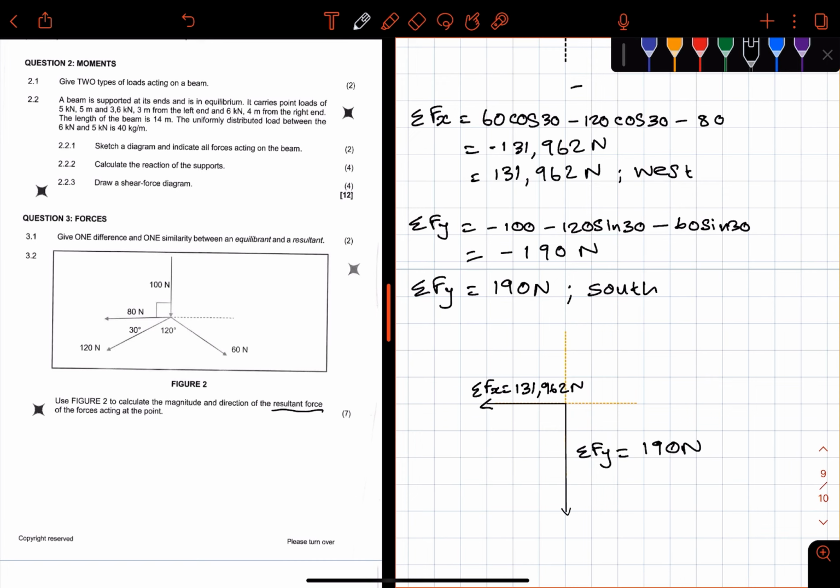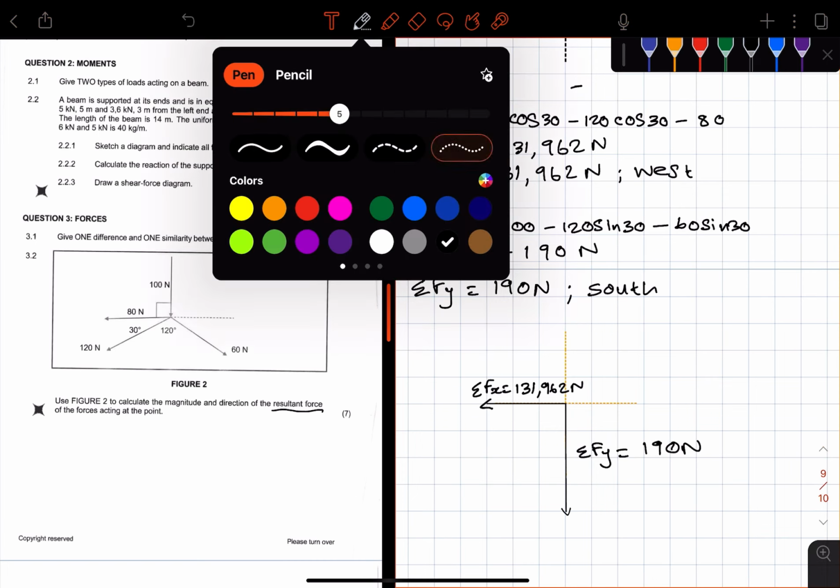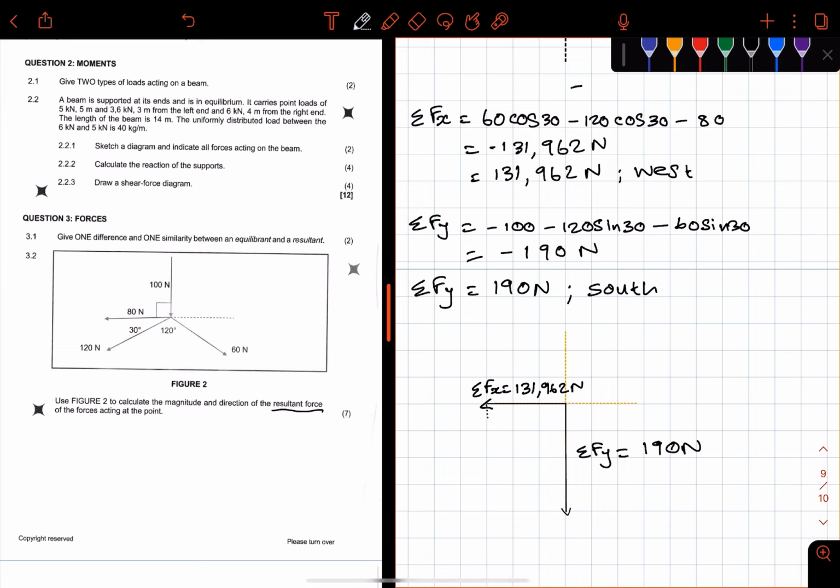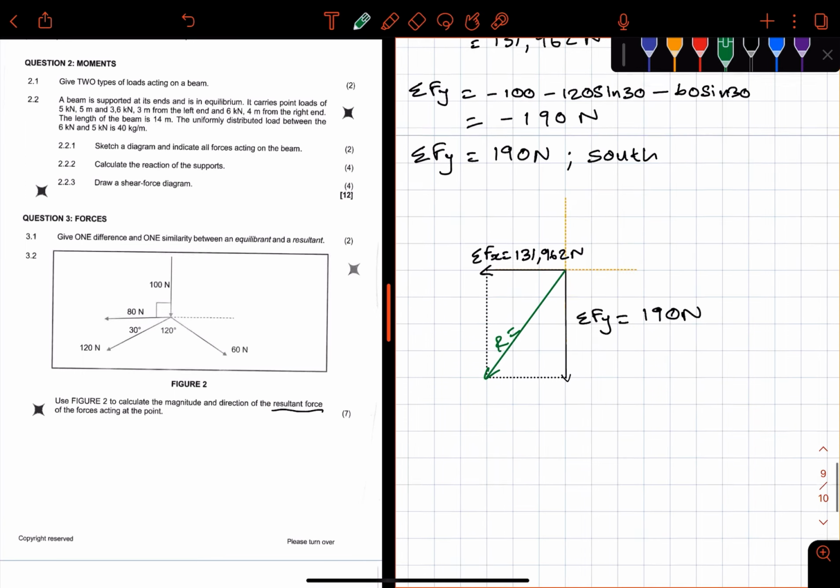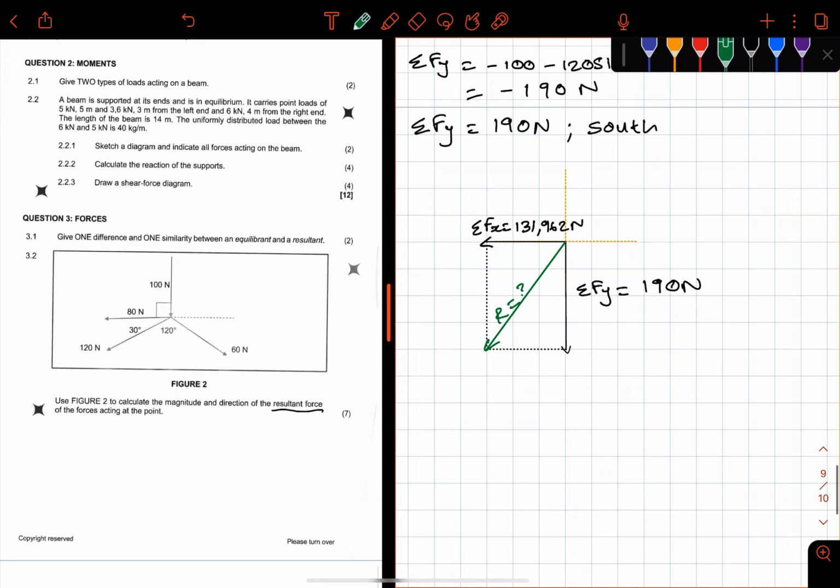So from here on, you then complete your parallelogram of forces. You're going to have this to complete your parallelogram, right? And then you have your resultant right there. That's your resultant, which we still need to determine, right? Then there you have your direction as well. Right, so let's determine the magnitude of the resultant force.